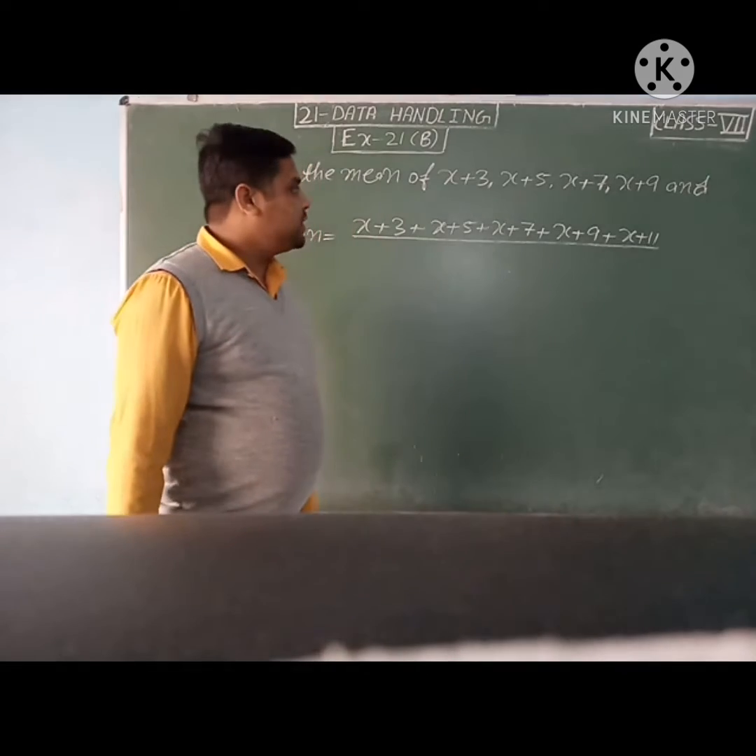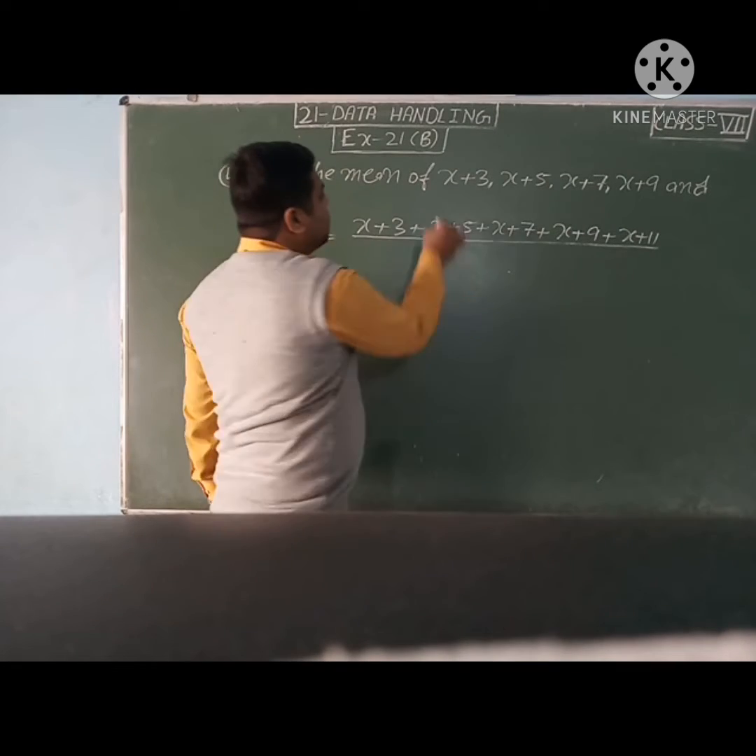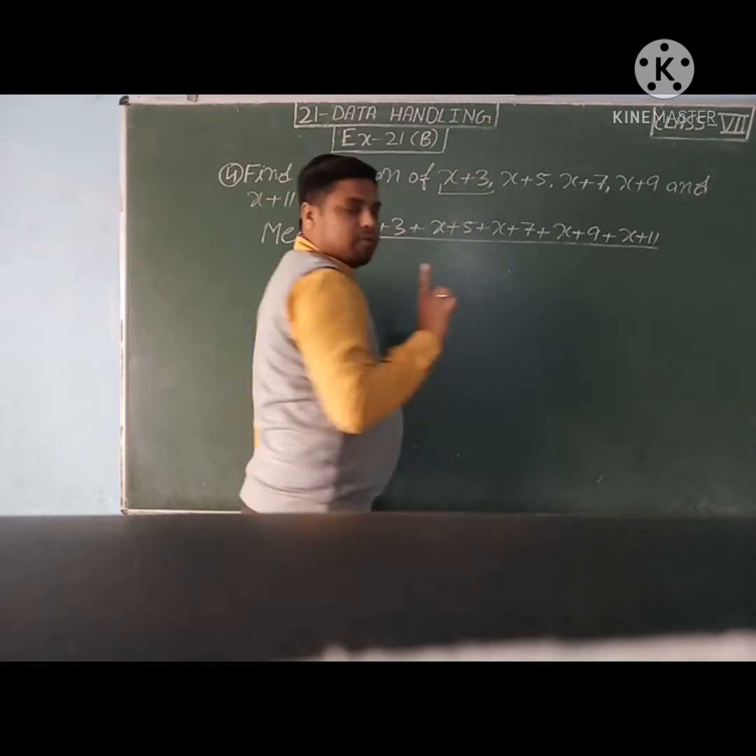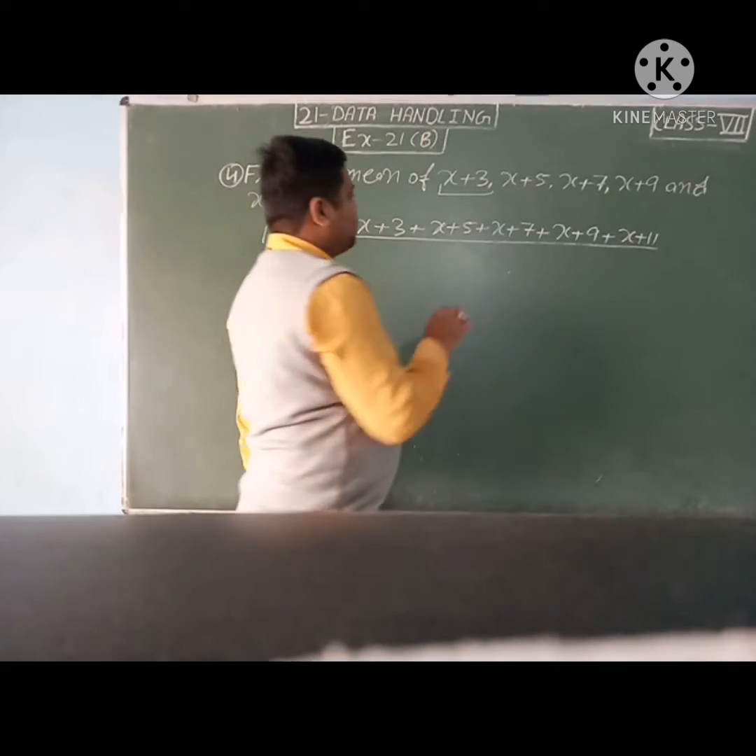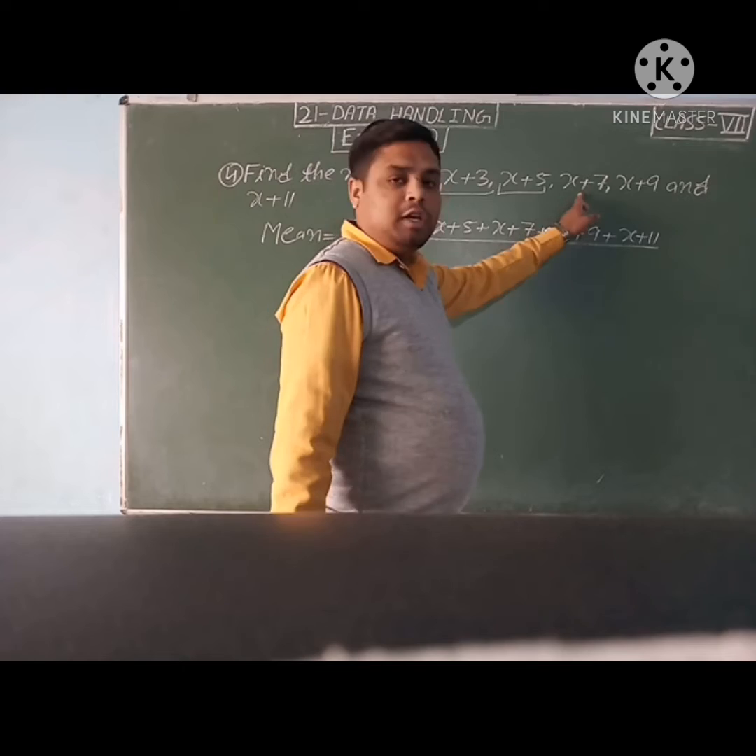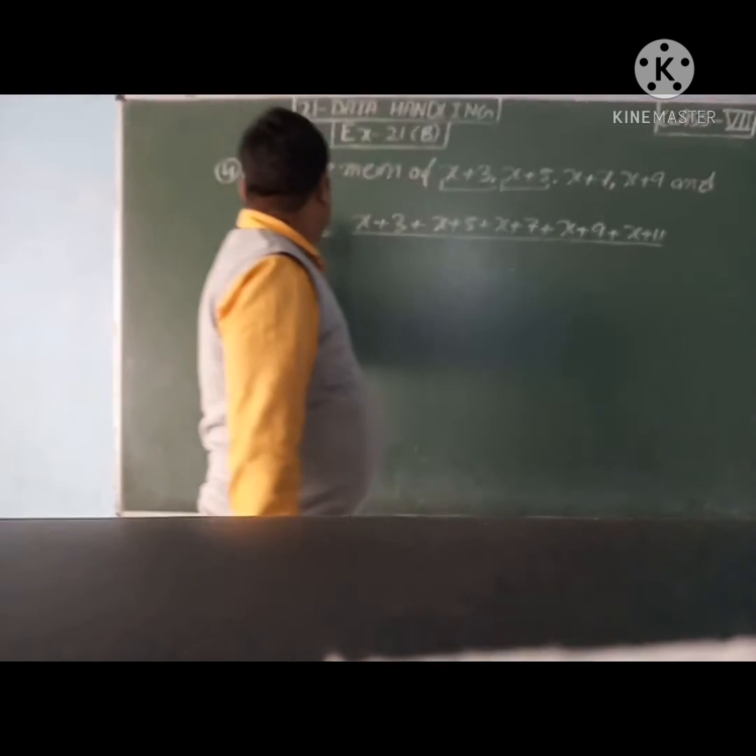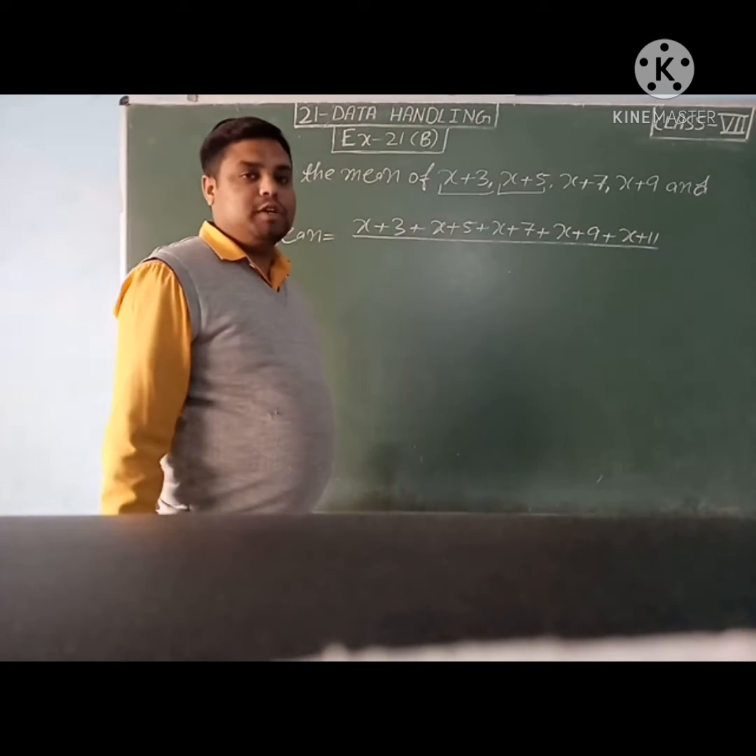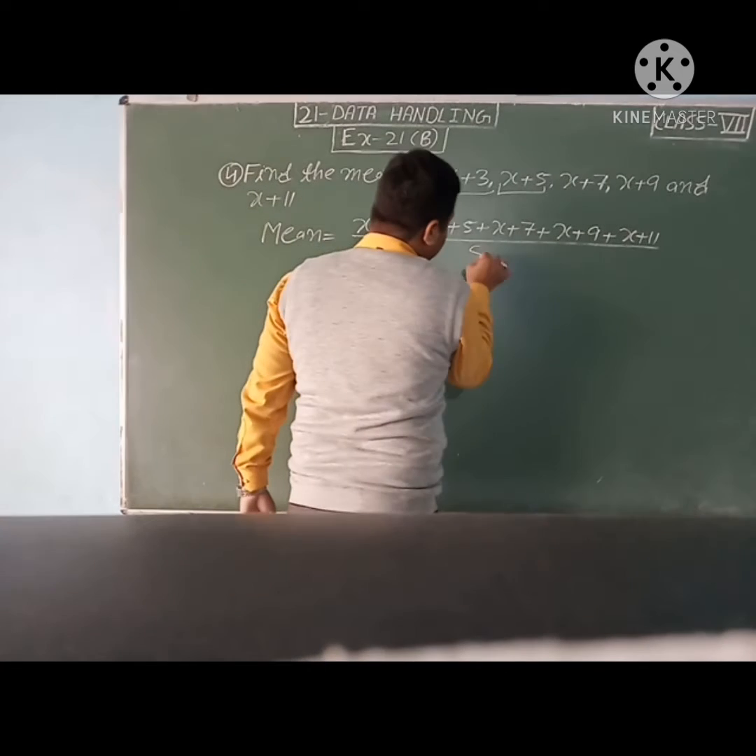So students, see how many observations. This x plus 3 is one observation. Then x plus 5 is the second. Then in the same way 3, 4, 5. So how many observations? 5 observations.